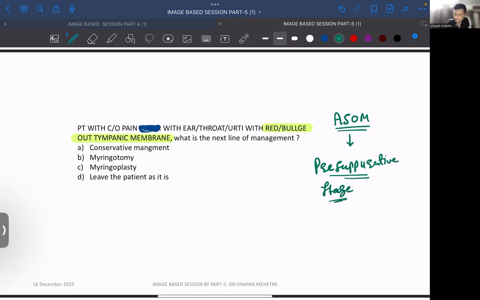That means the patient is having water inside which is causing tension on the tympanic membrane. Because of that tension, the patient is having redness on the tympanic membrane and ear pain as well. So in this stage, what we will do is make a hole in the tympanic membrane, which is called myringotomy.